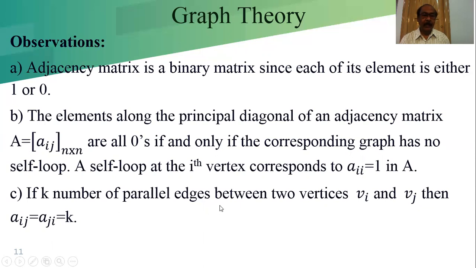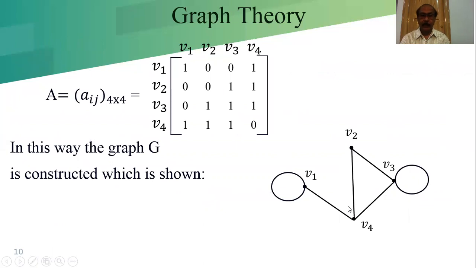If there are k parallel edges between the two vertices Vi and Vj, then Aij is equal to Aji is equal to k. Normally we are not considering parallel edges, but suppose there is a parallel edge between V4 and V2. Considering V4 and V2, this will be 2, as many connections as there are between them. The entry for V2 and V4 is 2, and at the same time V4 and V2 will be 2 if there are 2 parallel edges.